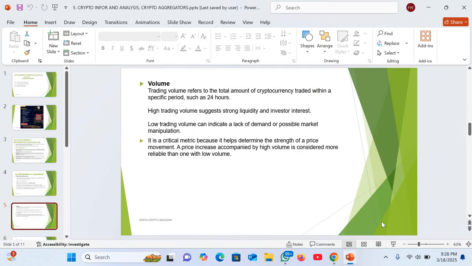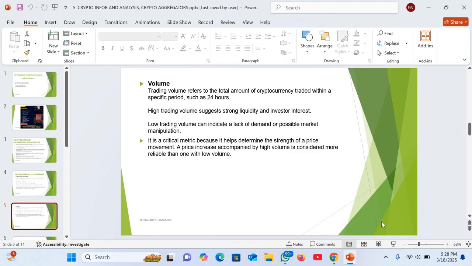So the other thing that I want us to cover, the other metric that we are going to cover is volume. So this is also another important metric that you will be paying attention to anytime you want to get into these markets. So trading volume, it refers to the total amount of cryptocurrency traded within a specific period.